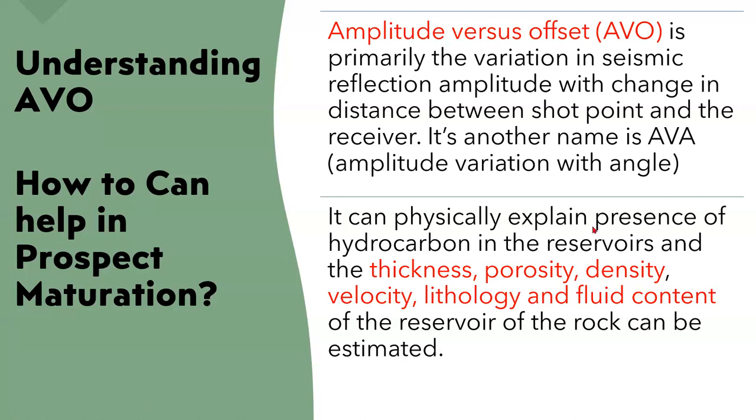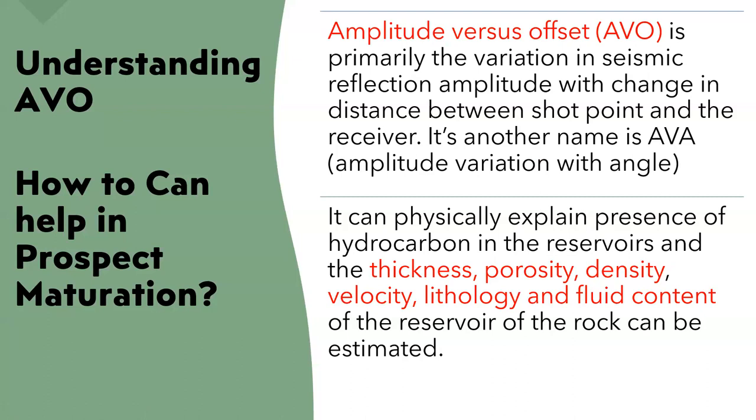Okay, so let's understand AVO. What is AVO? As I mentioned, AVO is amplitude versus offset, and it is primarily a variation in the seismic reflection. There is a lot of seismic you have been looking at. So what are these seismic? Mostly we are looking at different seismic data.